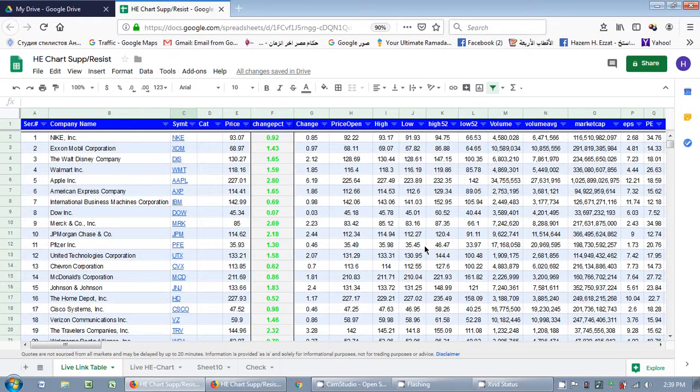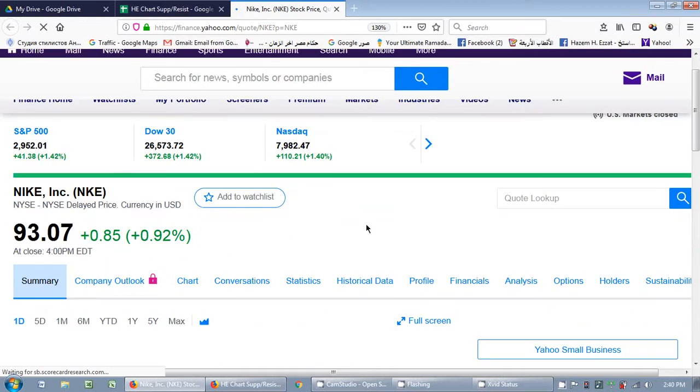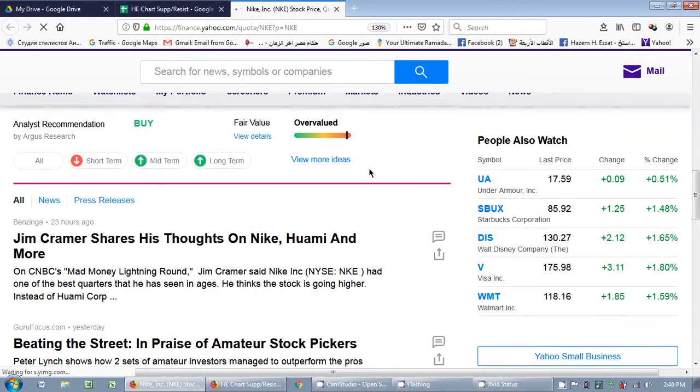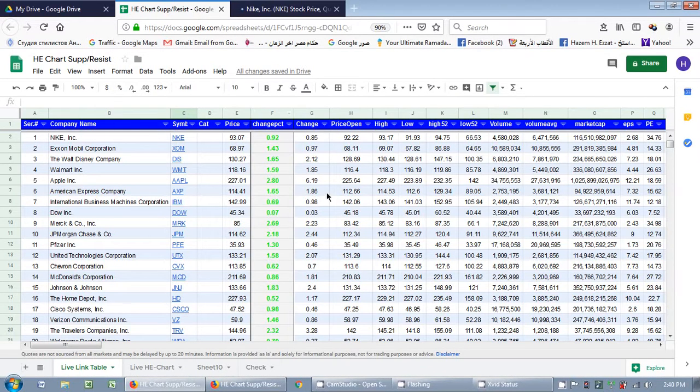Another feature of this sheet is the hyperlink, which you can see if you hover over any stock symbol and press, it will take you directly to your favorite news portal. The links here are for Yahoo Finance. There you go. These are details about the stock and latest news updates. I will be preparing a separate video to explain how to construct these hyperlinks and link them to your favorite news portal.